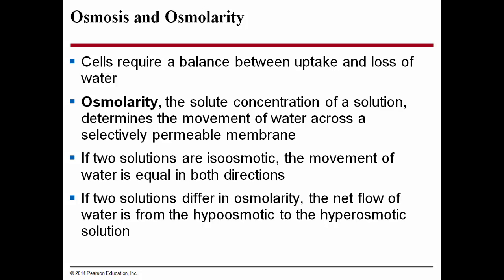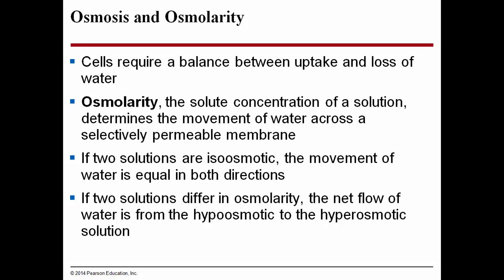So where the amount of solute is the same in two different solutions, the direction of water travel is equal in both directions. That's called isoosmosis. If two solutions differ in osmolarity, the net flow of water is from the hypoosmotic to the hyperosmotic solution. So hypoosmotic, like a hypodermic needle, is below the skin. So hypoosmotic means it has less solute concentration.